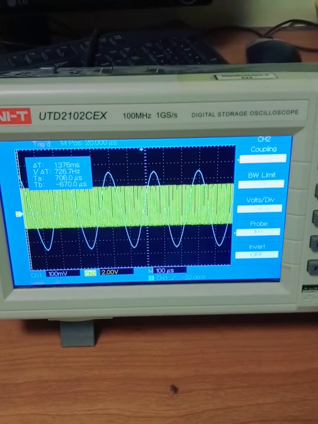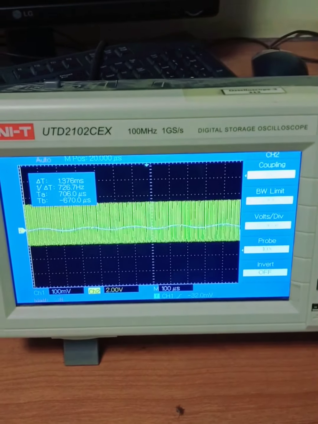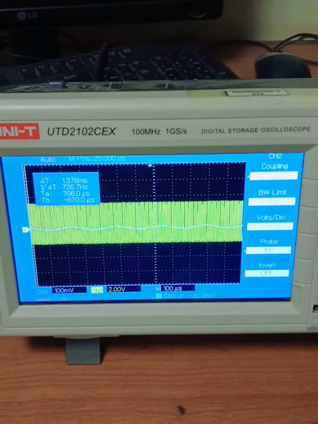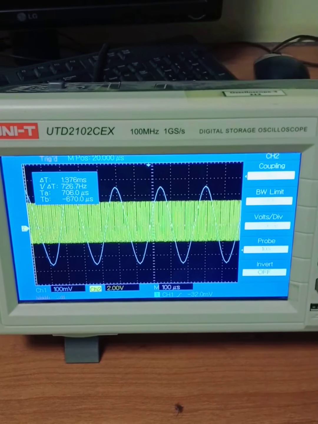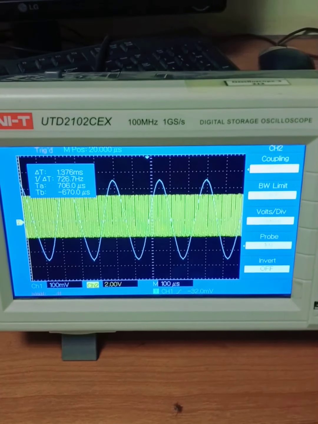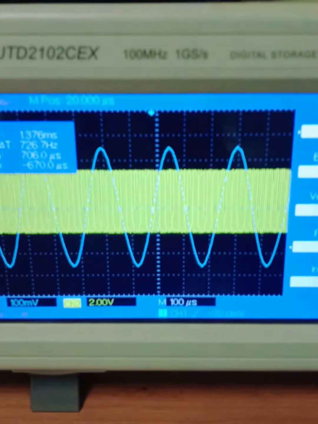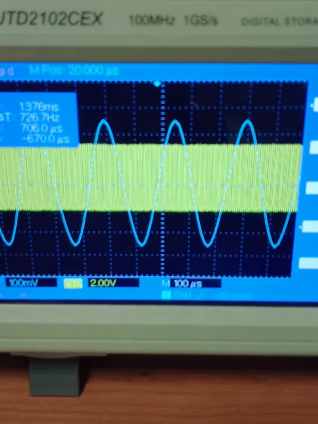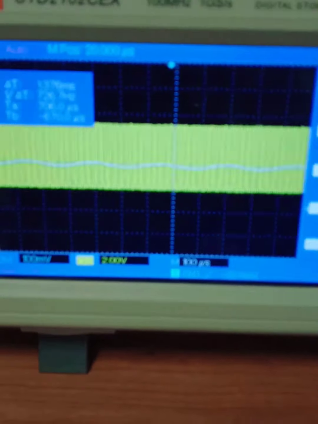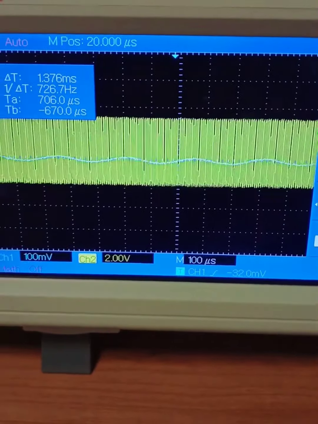Now I have used both channel 1 and channel 2. You can see here on the oscilloscope. We have selected channel 1 and channel 2 to represent the information signal and the carrier signal. The blue color shows the information signal, that is a low frequency signal, and the yellow waveform shows the carrier signal, that is a higher frequency signal. So you can clearly see the difference between the information signal and the carrier signal.